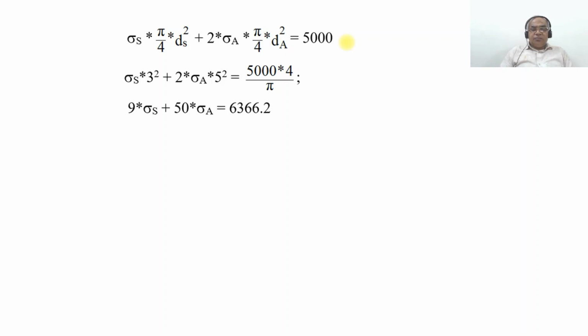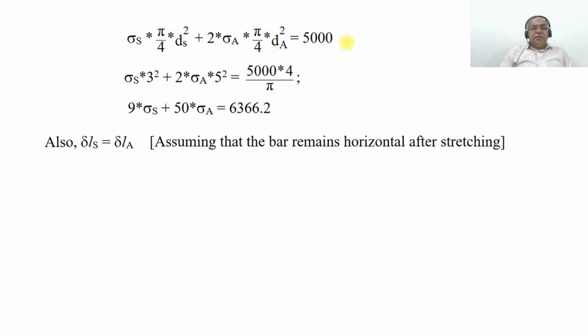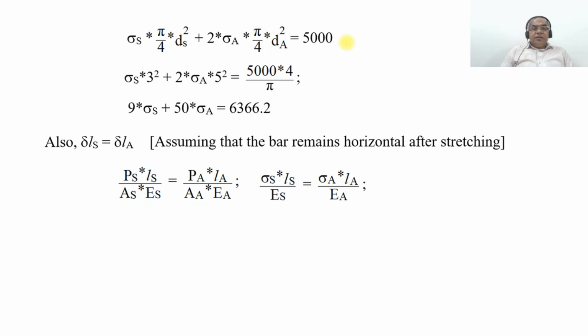Also, we know that delta L_S will be equal to delta L_A, assuming that the bar remains horizontal even after stretching, because the load is applied from the top towards the bottom. Therefore it will have a tensile load, due to which you will have the stretching. So delta L_S is nothing but P_S into L_S by A_S into E_S, equal to P_A into L_A by A_A into E_A. What is P_S by A_S? This is nothing but sigma_S, so sigma_S into L_S by E_S is equal to sigma_A into L_A by E_A.